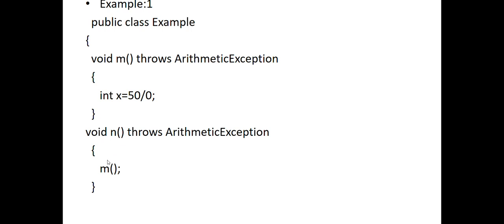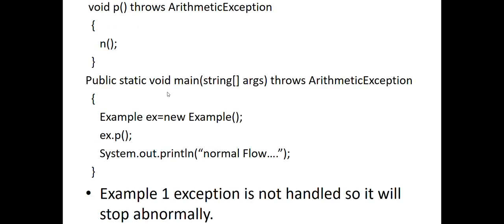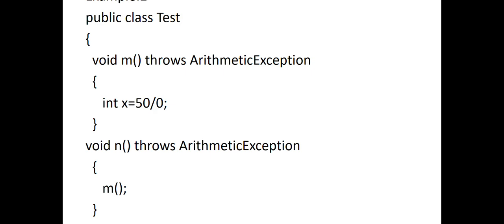then n will call m, and m has no try catch block, because in the m method an exception occurred, but still none of the methods m, n, p and main use a try catch block to handle that exception. So that's why the program execution stops abnormally and it will just terminate the program. So how can we handle the exception propagation? Either any one of the methods needs to use the try catch block to handle it.